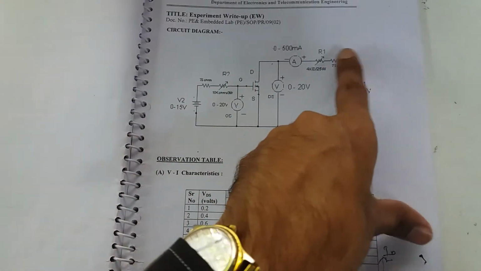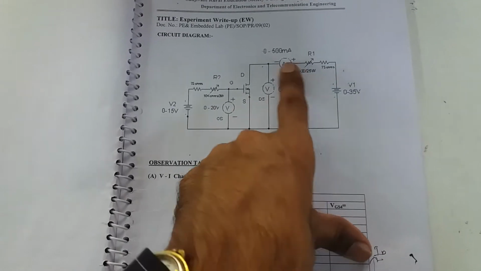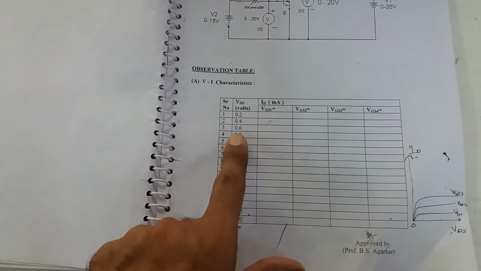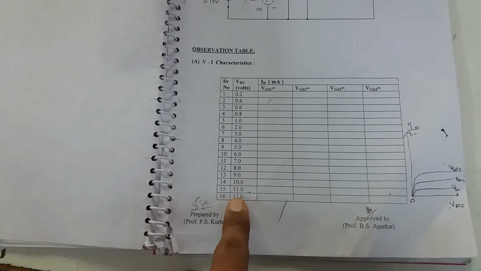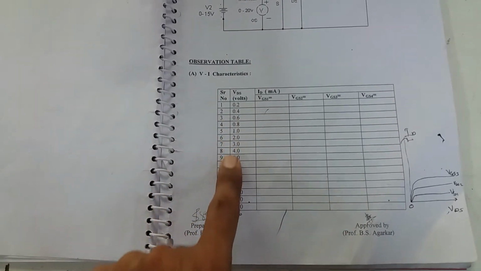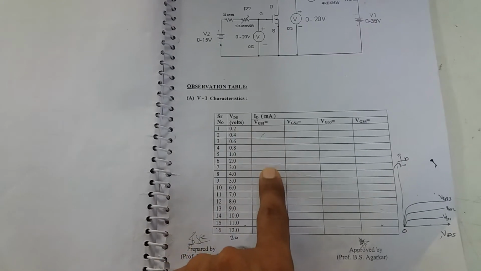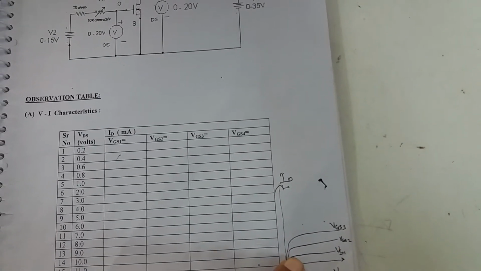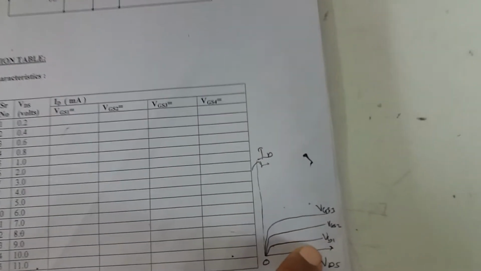Then take down the reading of ID versus VDS. VDS is varied: 0.2, 0.5, 1 volt, 2 volt, 5 volt, 10 volt. As VDS increases, what about the ID current? The ID current also increases, and after that it goes to saturate. Saturate means constant. Initially both increase linearly, and after that the ID current is saturated as a constant.